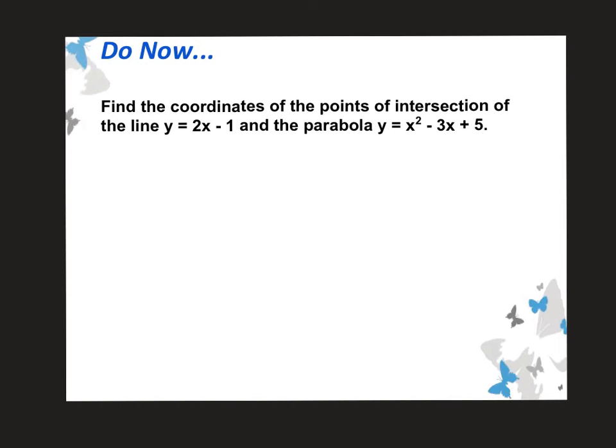As soon as we see points of intersection, we need to be thinking about simultaneous equations. Because this equation is equal to y, and this equation is also equal to y, and we're finding the points of intersection, so where the values of y are the same, we can simply put these equal to each other, because I know y is going to take the same value. That's what we're looking for.